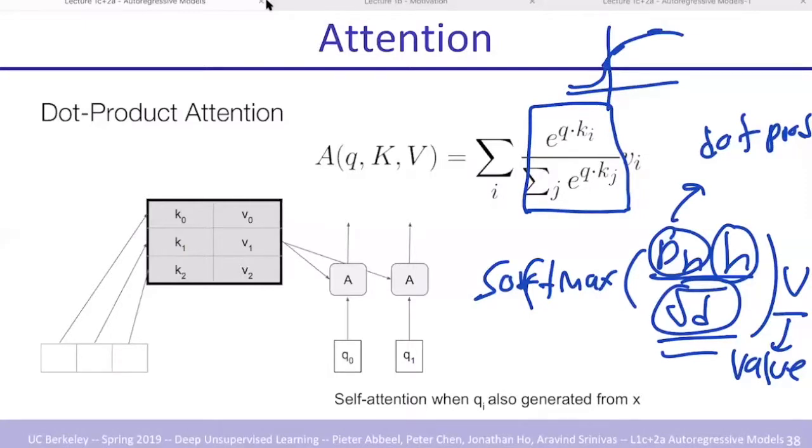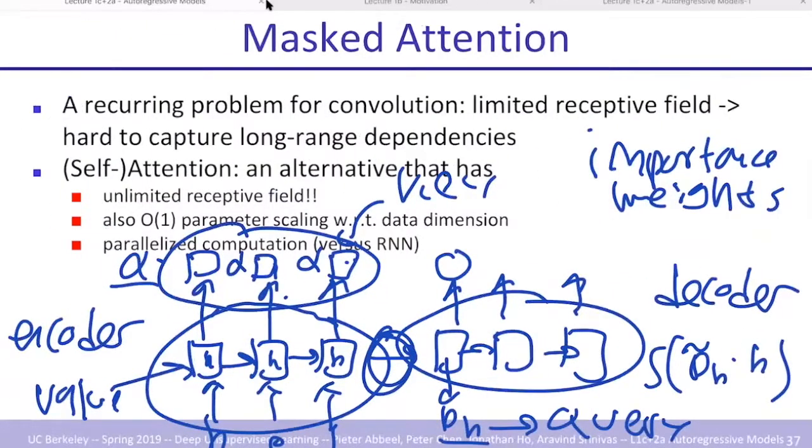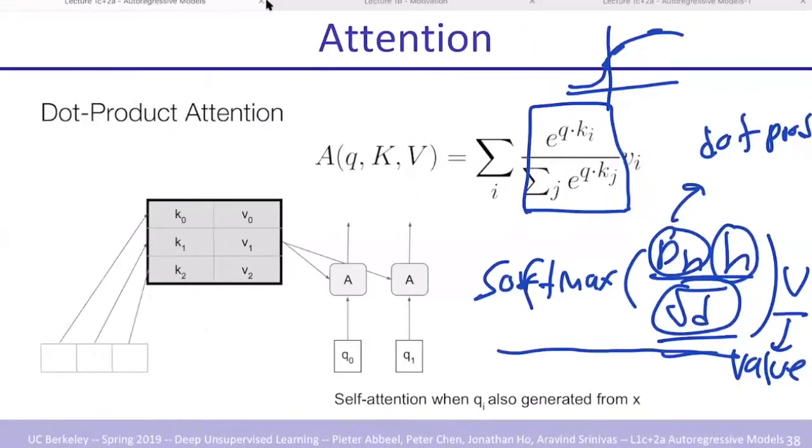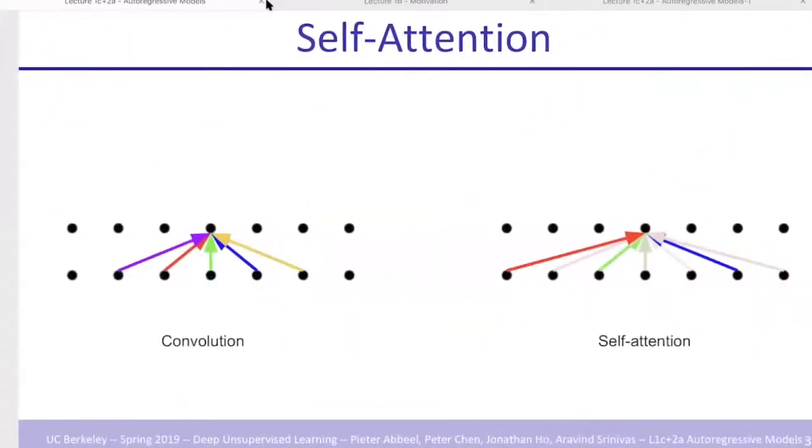The problem arises because you have larger dimensions, so what you do is normalize it using this square root D. That's what they found. So the full formula is softmax of the dot product of the decoder hidden state and the original hidden state of the encoder, divided by square root D, multiplied by the value, which in this case is the encoder hidden states, and you get your attention, right?